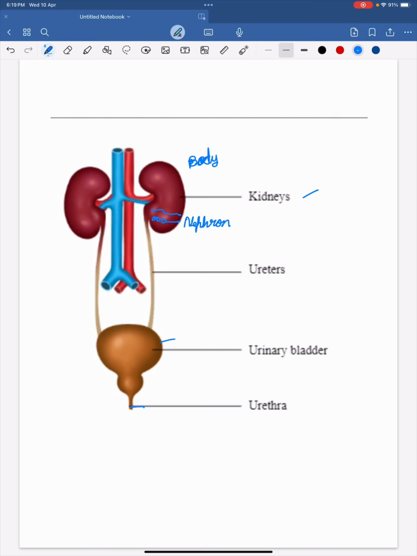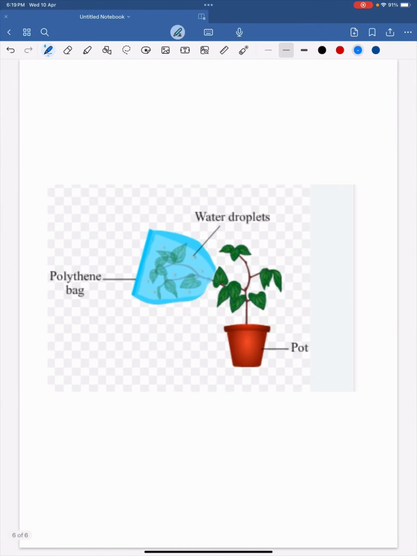Now let us learn about transpiration. So if we take a healthy potted plant with some leaves, and cover some of the leaves with a polythene bag and leave it for some time in sunlight, we'll see that there are some water droplets on the polythene. The reason for this is that the water has evaporated and cooled down there, so that we can see the liquid form of water. Thank you.